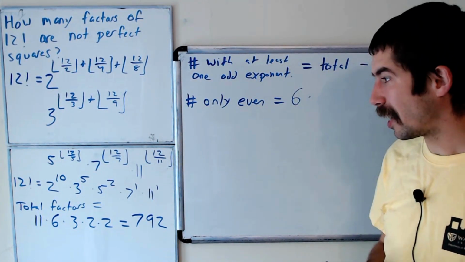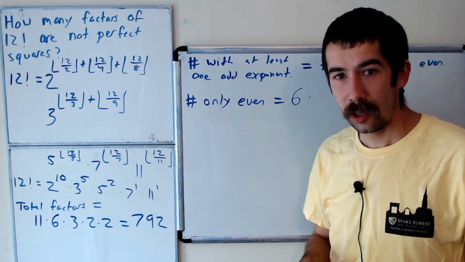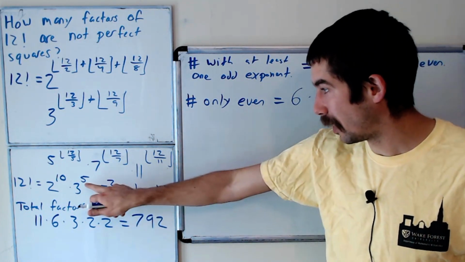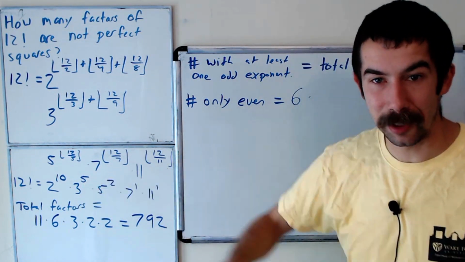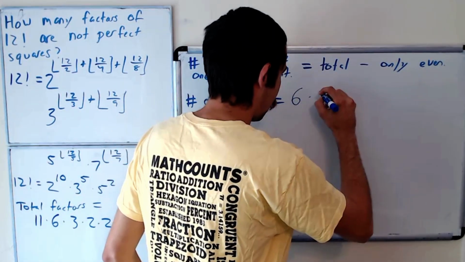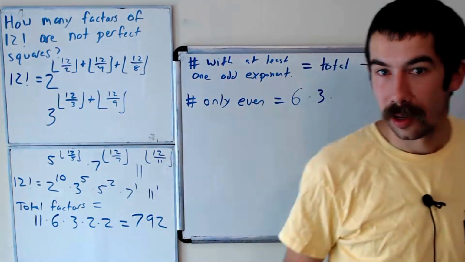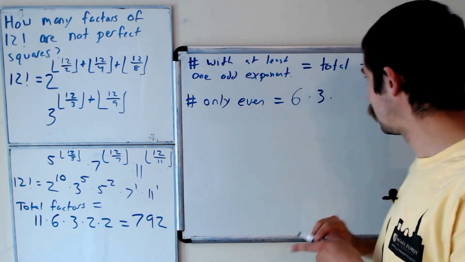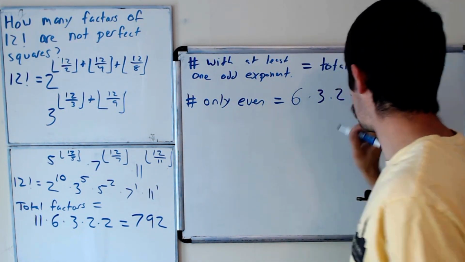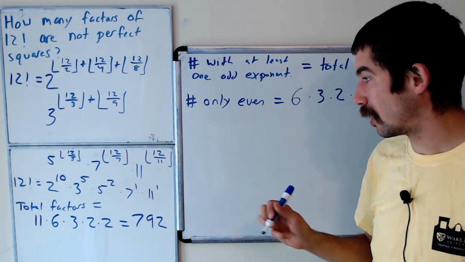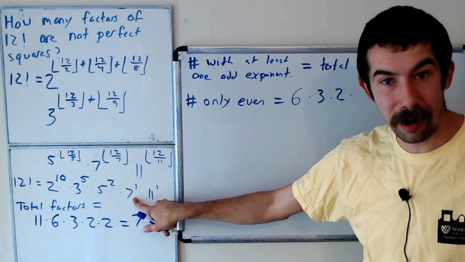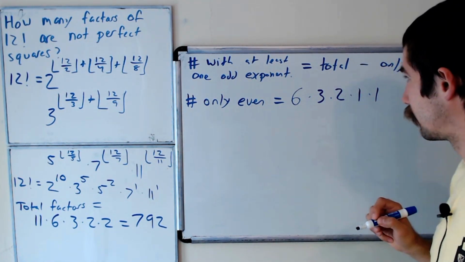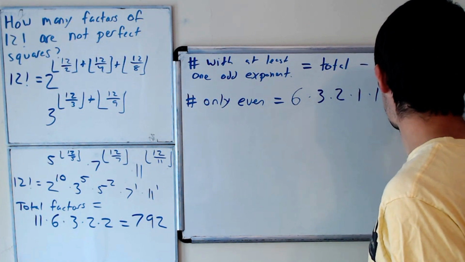The exponent of 3 could be 0, 2, or 4, right? We need the exponent to be less than 5 and even. That's 3 options. The exponent of 5 could be 0 or 2. That's 2 options. The exponent of 7 has to be 0, right? If it's 1, then it's odd. So there's only one option, and similarly with 11. Okay, and so that's equal to 36.